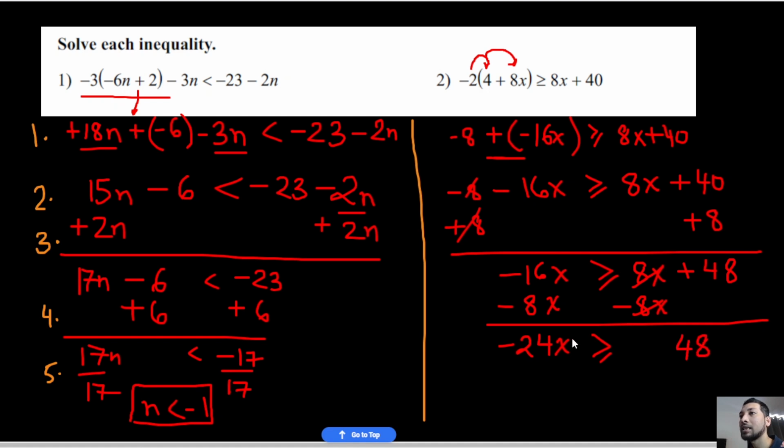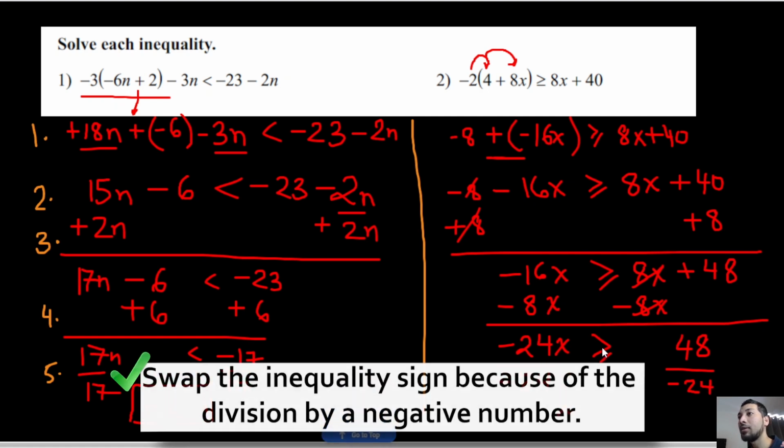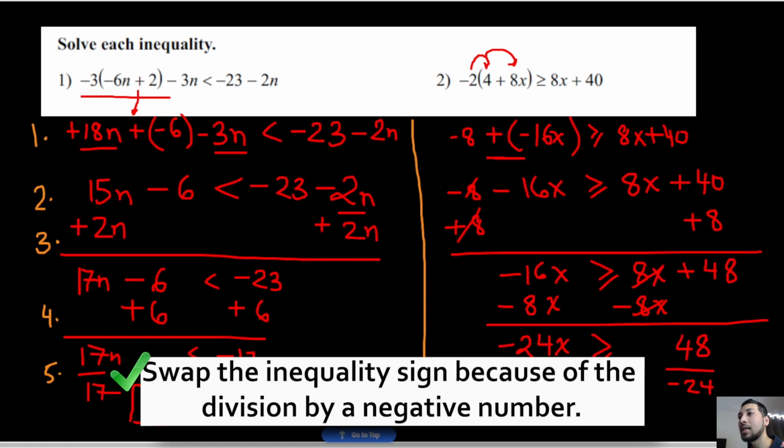Now to get x isolated, we divide both sides by negative 24. Now here we are dividing both sides by a negative number, so we need to swap the inequality sign. So we have x, instead of greater than or equal to, we have less than or equal to 48 over negative 24, that is negative 2. So this is how we solve this multi-step inequality.